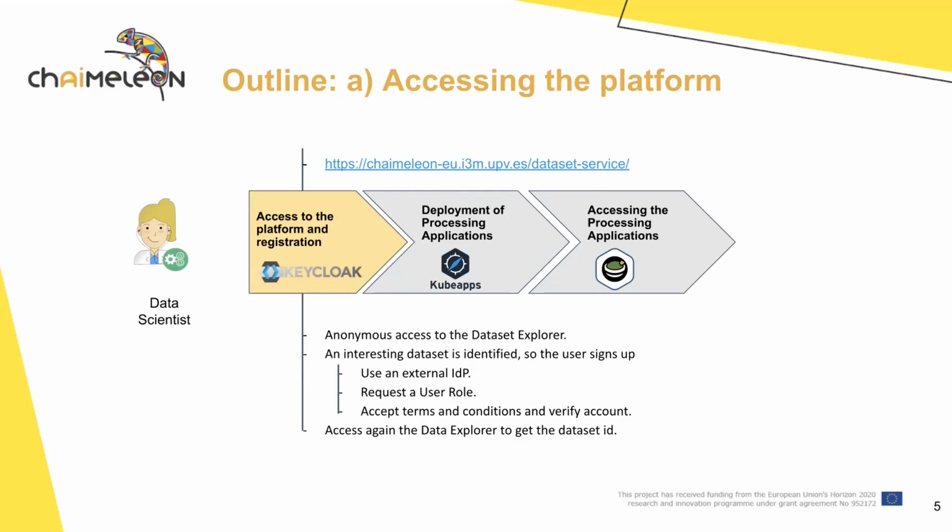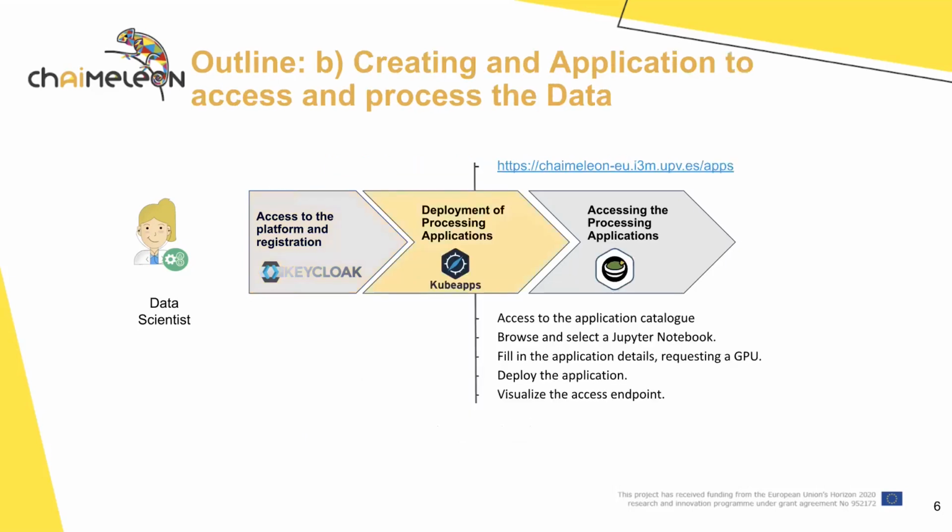directly from the platform. Once she has logged in to the system, she will select one of the processing applications from the catalog that we have. In this case, she will select a Jupyter notebook, fill in the application details, including the request of a GPU provided by the repository, deploy the application, and visualize the endpoint of the application.